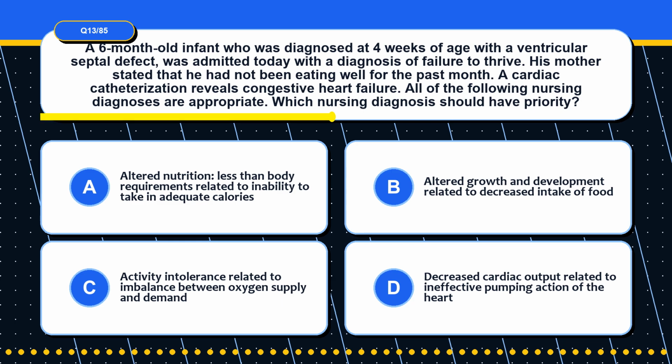Here are the options. Option A. Altered nutrition, less than body requirements related to inability to take in adequate calories. Option B. Altered growth and development related to decreased intake of food. Option C. Activity intolerance related to imbalance between oxygen supply and demand. Option D. Decreased cardiac output related to ineffective pumping action of the heart.